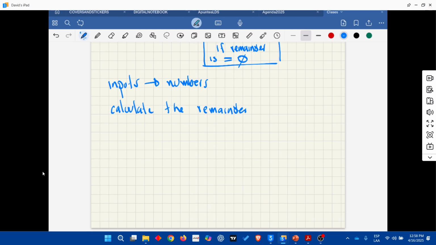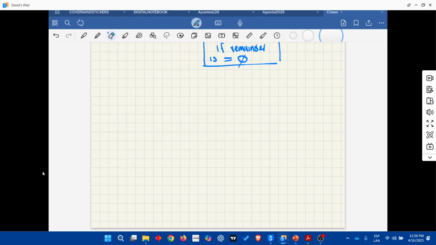And what is next? We're going to determine if the remainder is zero, then do something, else do another thing. And here we are going to use the output, that means the result of what we are doing. So let's do it here. So let me try to put this here and now. So we are going to start.